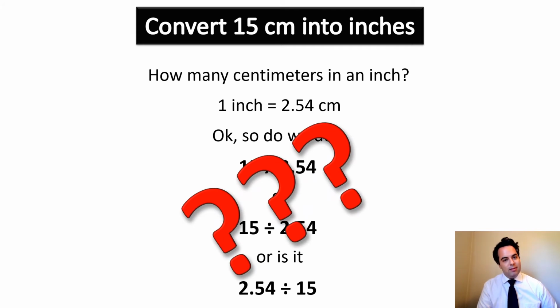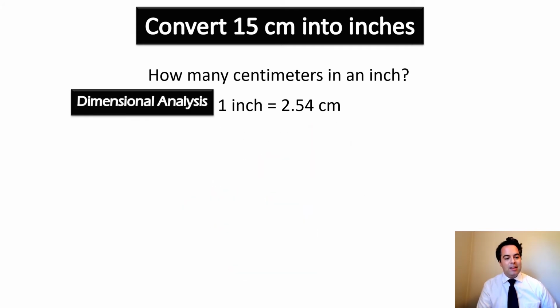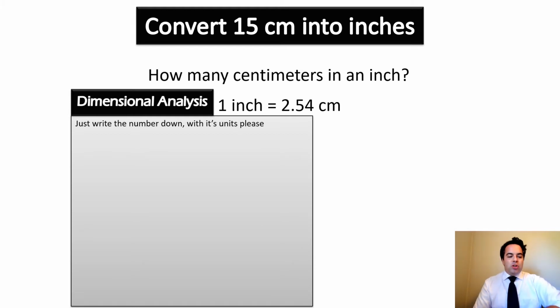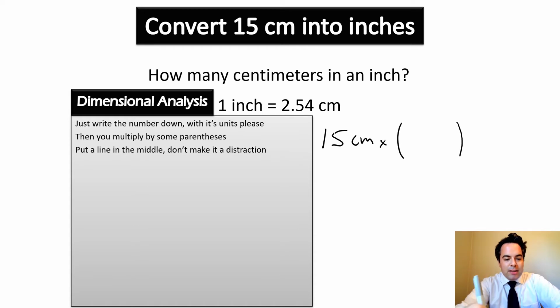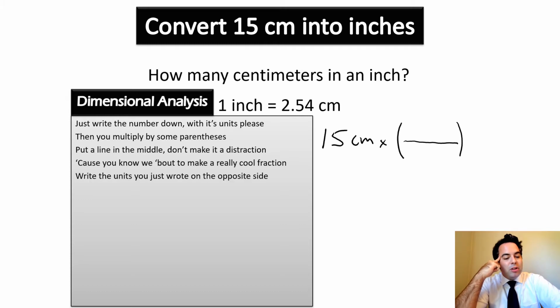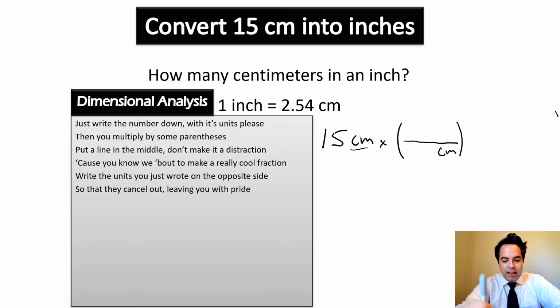There's a method. Dimensional analysis. Here's how you do it. You just write the number down with its units, 15 centimeters. Write the number down with its units, please. Then you multiply by some parentheses. Put a line in the middle. Don't make it a distraction because you know we're about to make a really cool fraction. Write the units you just wrote on the opposite side. So 15 centimeters was in the numerator, so on the opposite side, so that they cancel out, leaving you with pride.